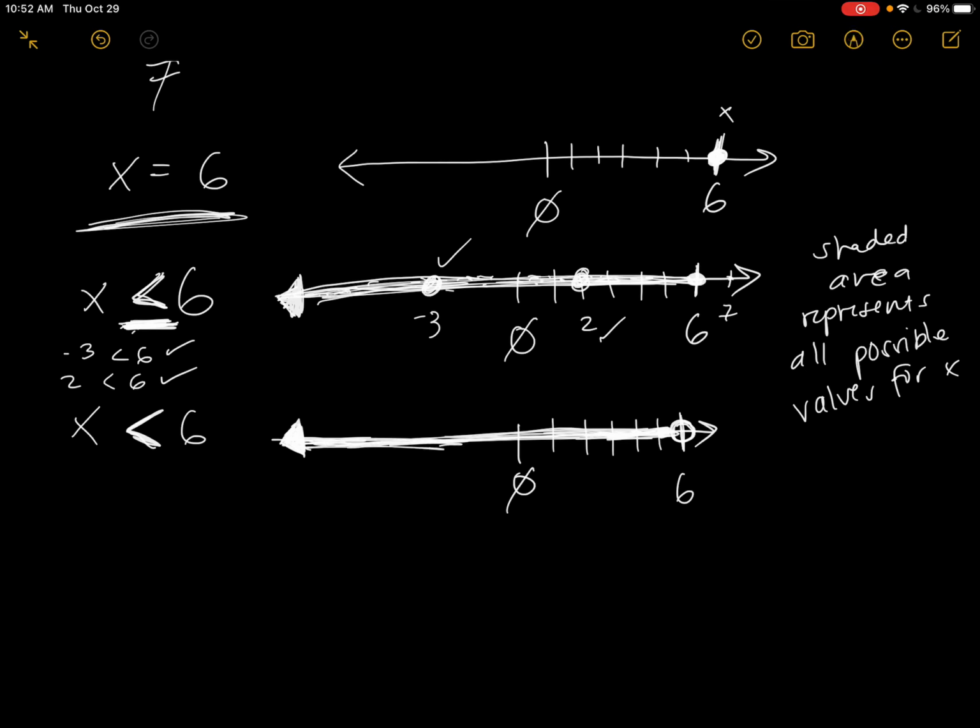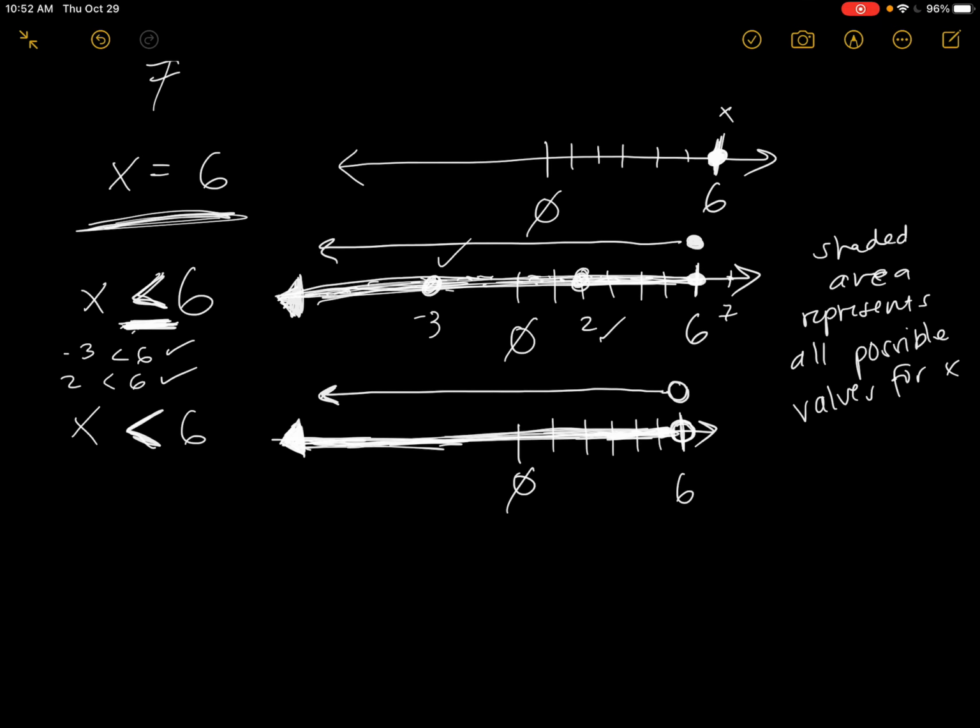Some people like to also graph it this way, where they start at 6 and draw an arrow above the line instead of actually shading the line, because it gets kind of messy. So maybe for this one they would do a closed circle and draw it to the left. Whichever way you like. It's not going to matter though if you're doing it online.